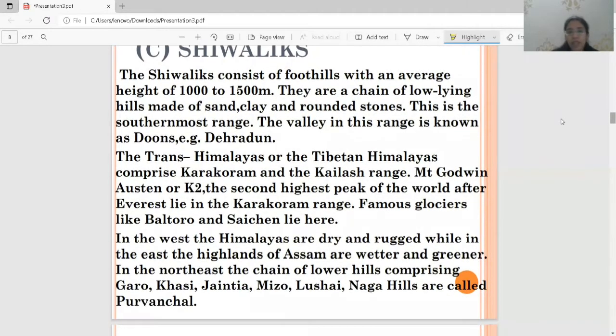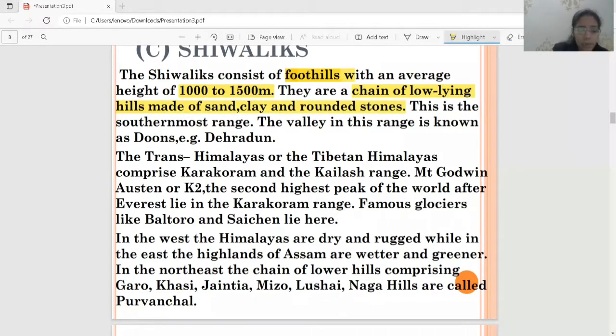Shivaliks. Shivaliks are the foothills of the Himalayas. Height is 1,000 to 1,500 meters. They are a chain of low-lying hills. In Shivalik, there are low-lying hills that are made up of sand, clay, and rounded stones.